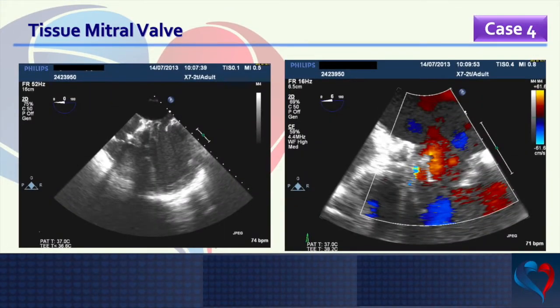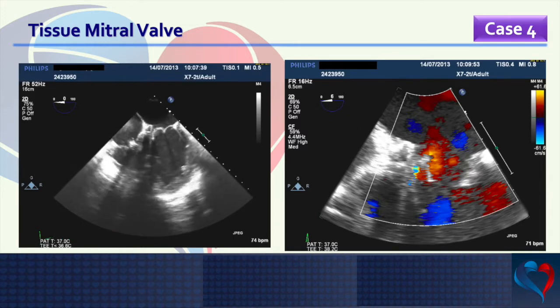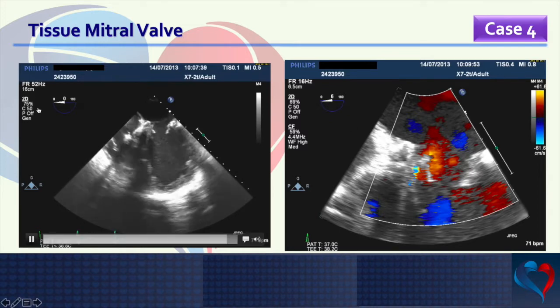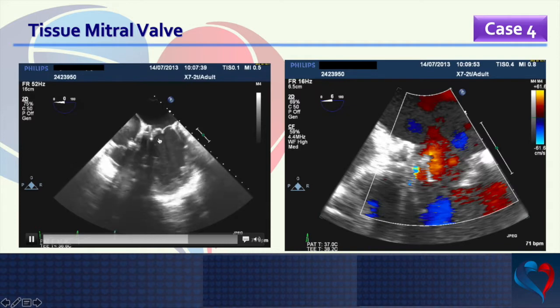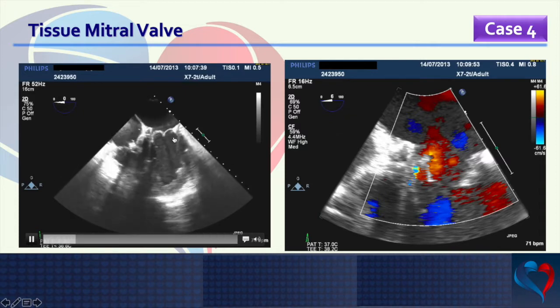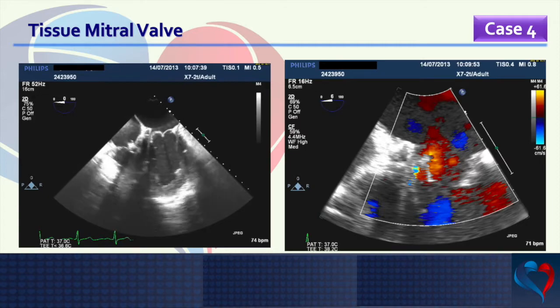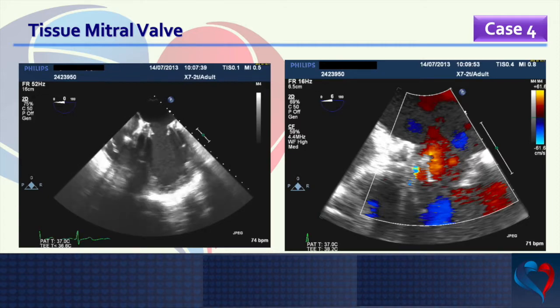This is another case with a tissue mitral valve. This patient presented with mitral valve regurgitation. First of all, this is the transesophageal echo looking at this tissue mitral valve. As you can see here, both leaflets seem to be functioning very well and coapting. So what is the source of the patient's regurgitation?